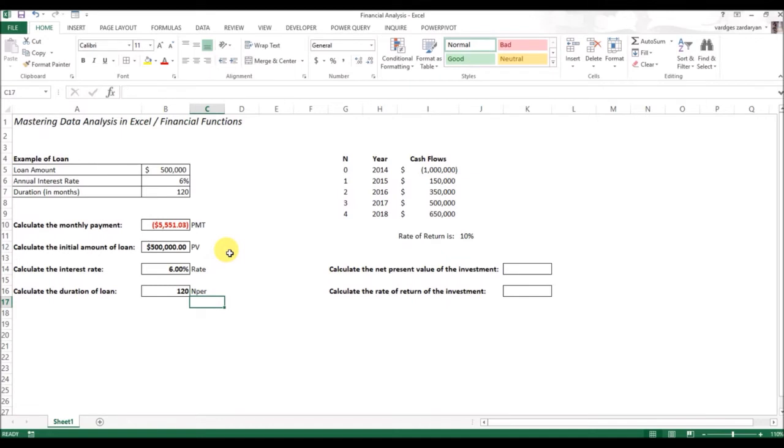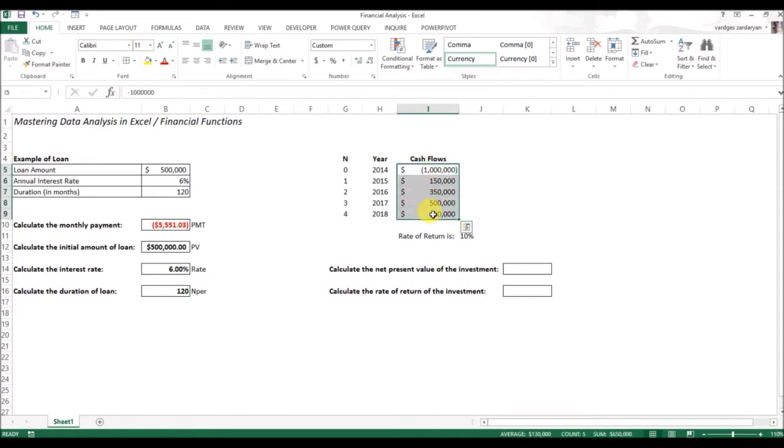Okay, now let's explore two more functions for evaluating investments in some project. Let's consider an investment of $1 million in 2014. After 1 year, in 2015, we got $150,000 revenue. Then in 2016, $350,000 revenue, and so on. Now we want to evaluate the net present value of this investment and such type of cash flows.